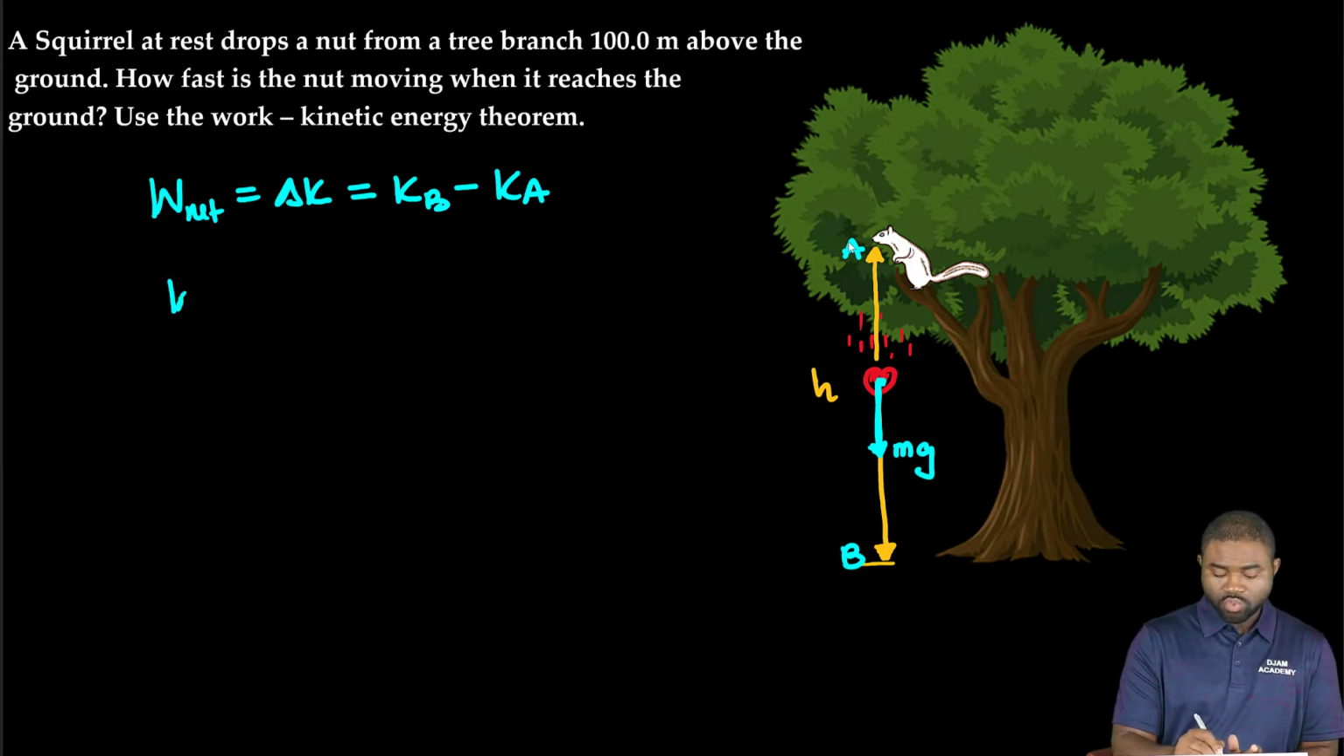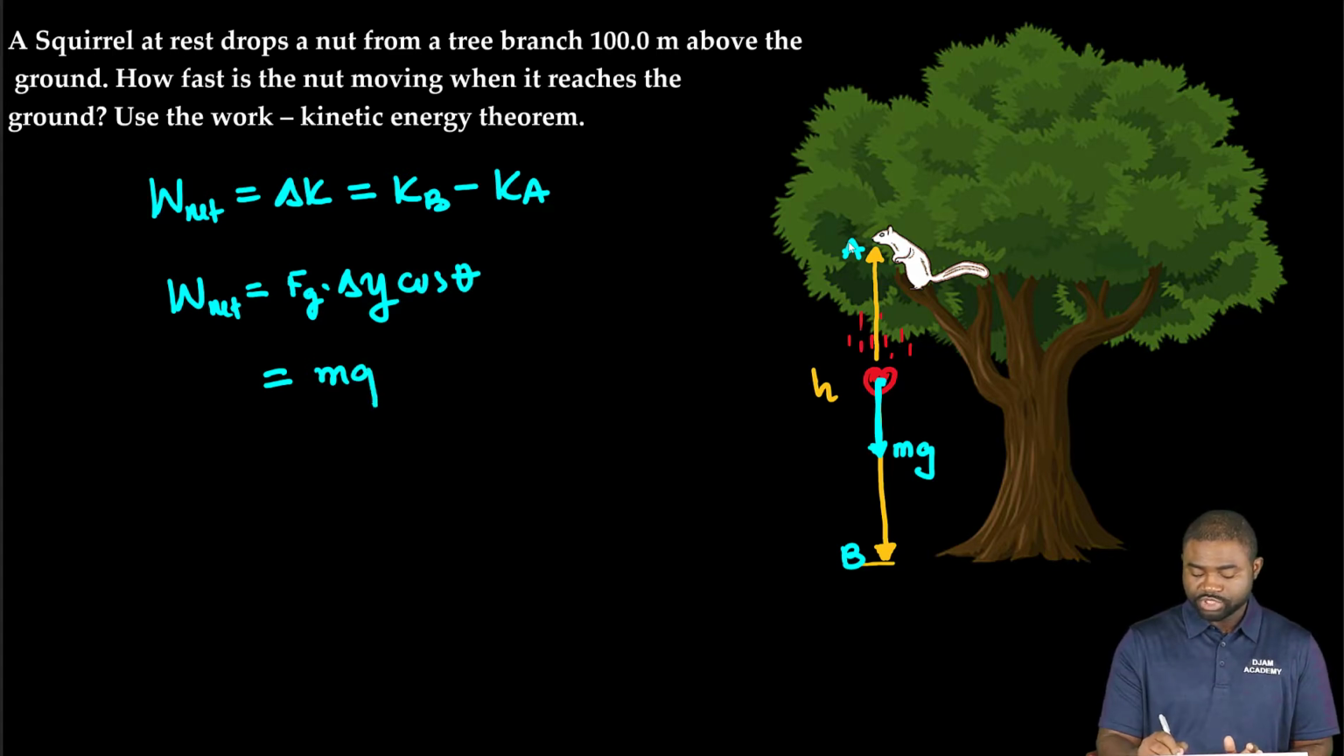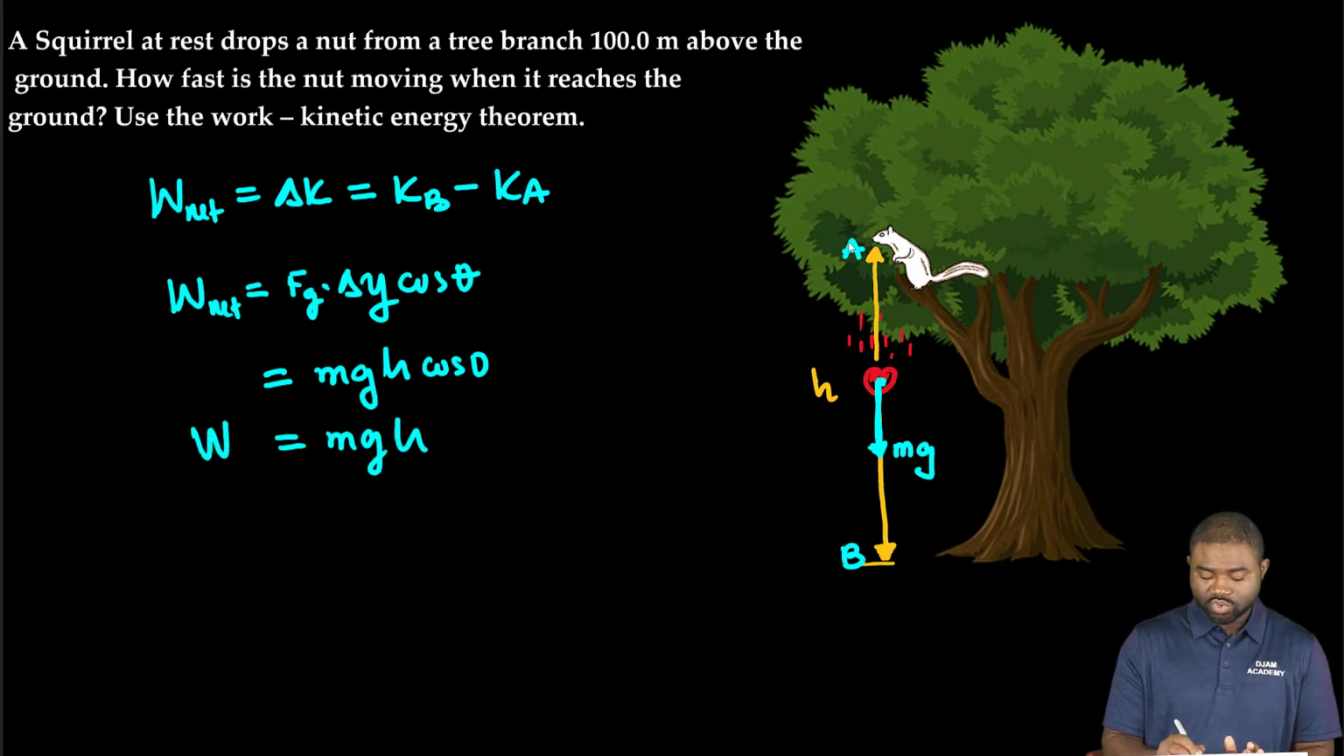So, the net work done will be equal to the force of gravity multiplied by delta y. This is equal to mg cosine of theta, multiplied by h, because delta y is h, cosine of 0, and this is equal to mgh. So this is the net work done on the object. Beautiful.